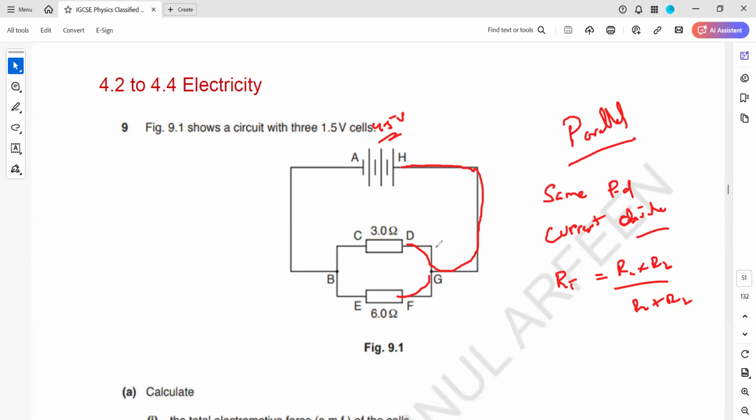When the current divides, which resistor will have a higher current, the 3 ohm or the 6 ohm? The 3 ohm resistor will have more current, because low resistance means high current.